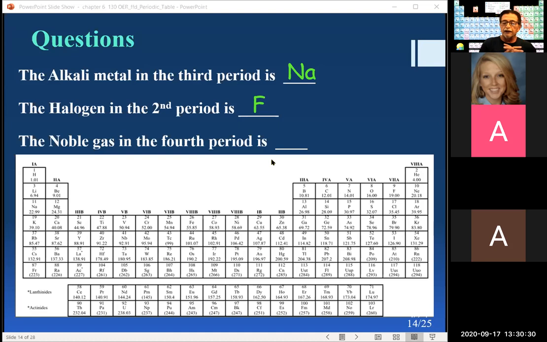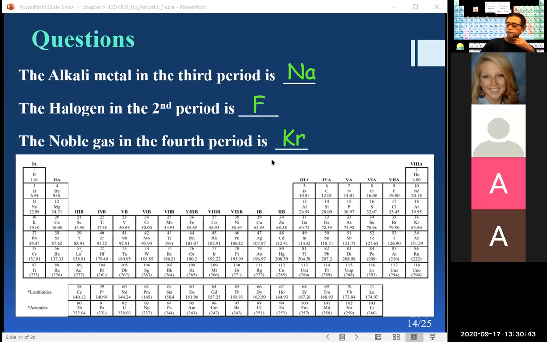And then a noble gas in the fourth period. So we go to the fourth period, and the noble gases are in group 8. So the only noble gas that can be is krypton. Dr. Fred, could you quickly go over what a halogen is one more time? I'm sorry. Yeah, okay, no problem.